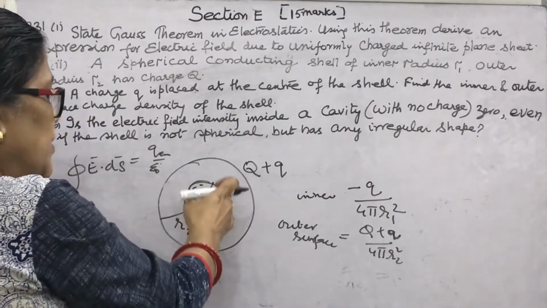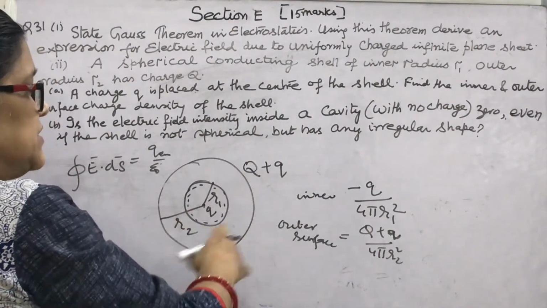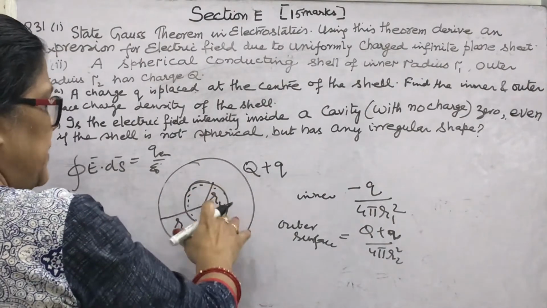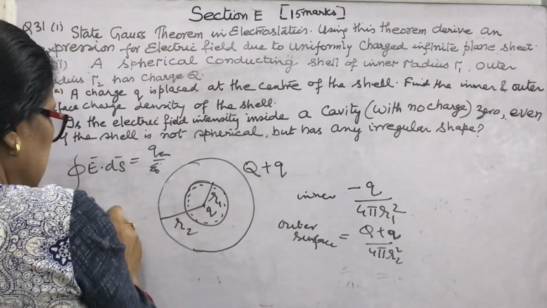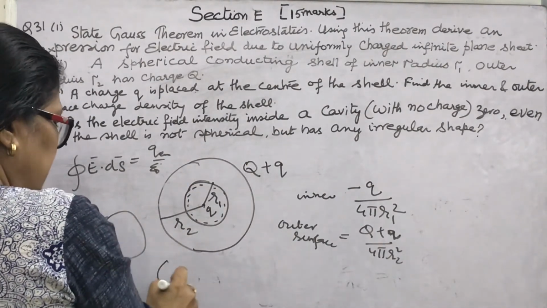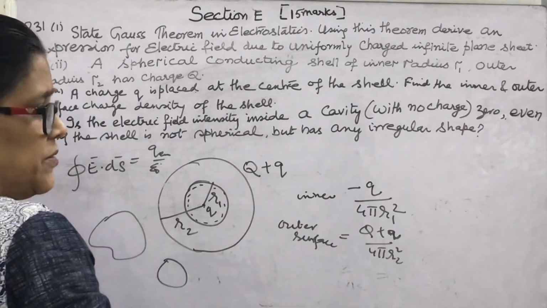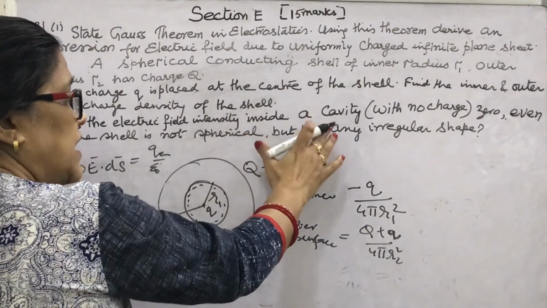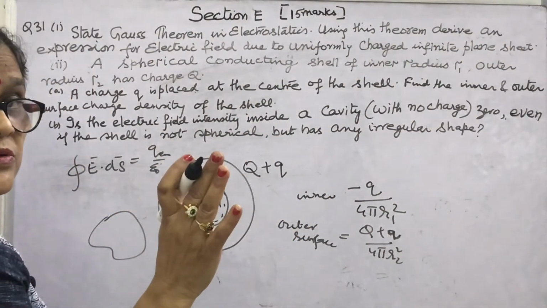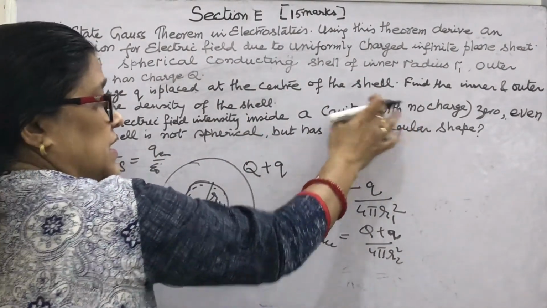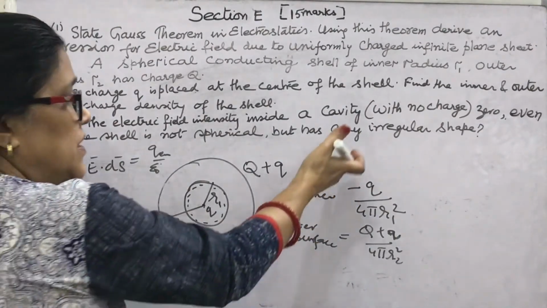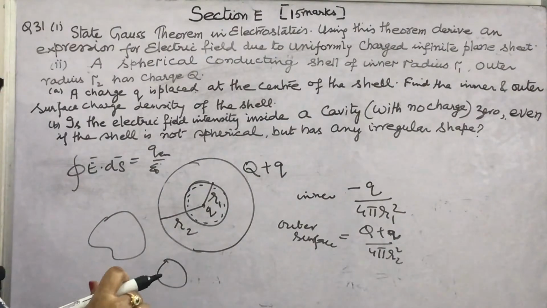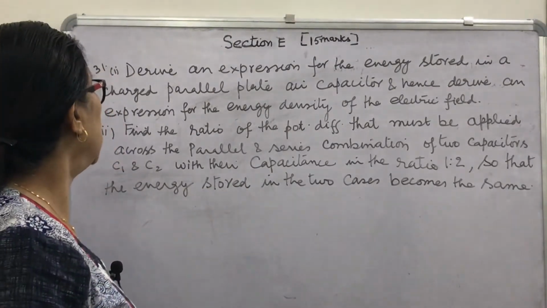Then whatever may be the shape or size of the surface, irregular shape or spherical shape or any other shape, it doesn't matter. The electric field intensity inside a cavity will be 0, as it doesn't include any charge, whatever may be the shape of the surface. So in this way you have to solve the choice question of question 31.